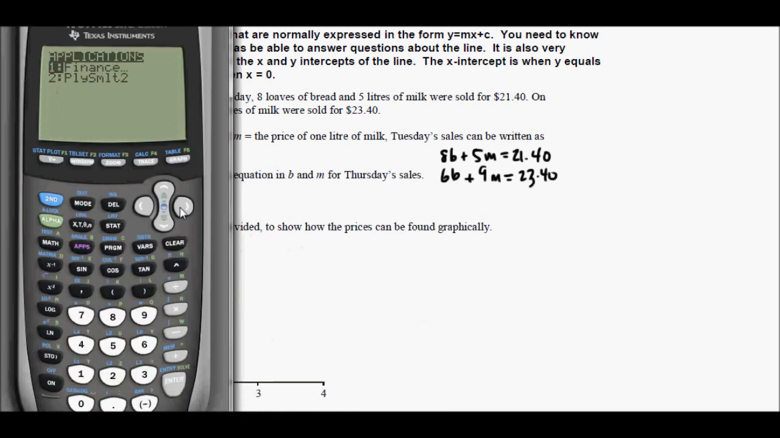So just go to Apps, PolySimultaneous, Simultaneous Equation Solver, and just enter them in. So it would be 8, 5, 21.4, and then 6, 9, 23.4. And then we will solve that.